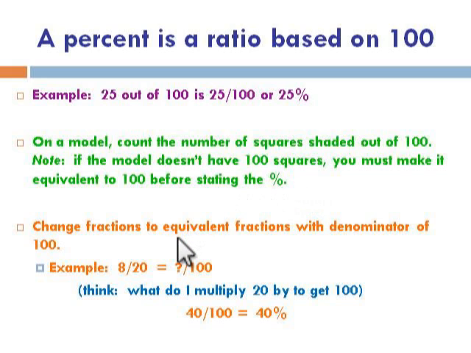When you change fractions to equivalent fractions with denominators of 100, remember that all you're doing is going from one denominator to the next, saying, what is my exchange rate? 20 times 5 is 100. So then that's what I do for my numerator. 8 times 5 would be 40. So if you had a shape with 20 squares and 8 of them were filled in, you would multiply to get 40 out of 100, and then the numerator would be your percentage, 40%.